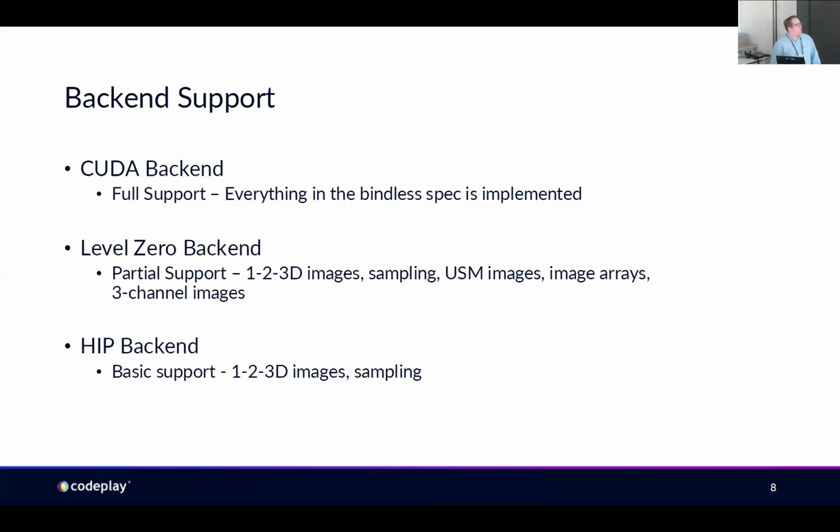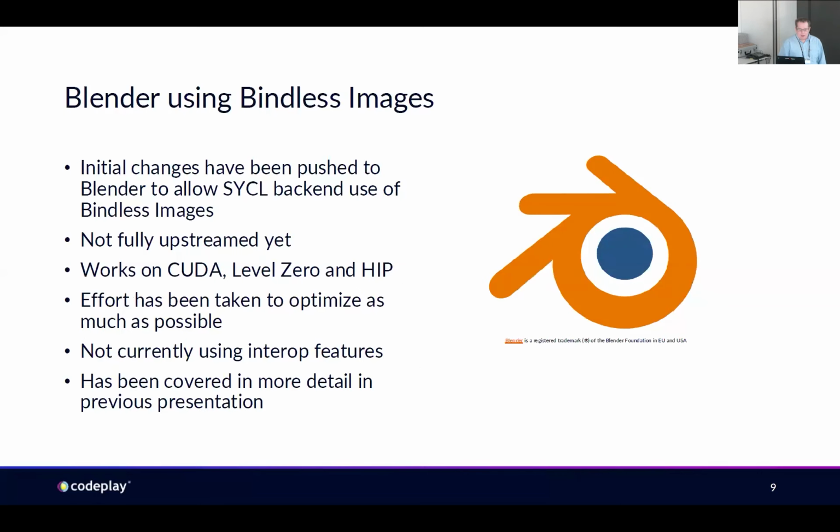On backend support, the CUDA backend supports pretty much everything in the spec, with the only caveat being that 3-channel images are only supported on the Level Zero backend. There's partial support on Intel devices via Level Zero: 1, 2, and 3D image sampling, some USM images, image arrays, and of course 3-channel images. And on the HIP backend, we have some basic support, 1, 2, and 3D images and sampling.